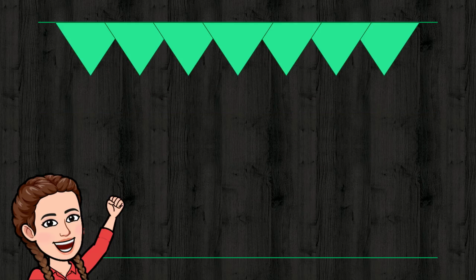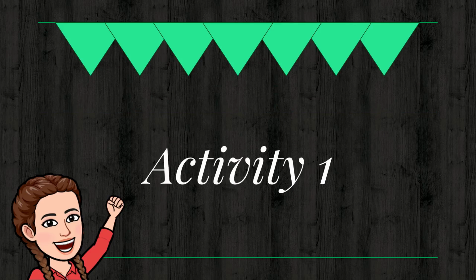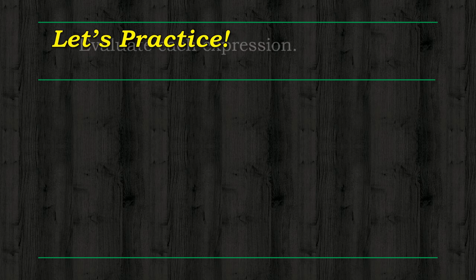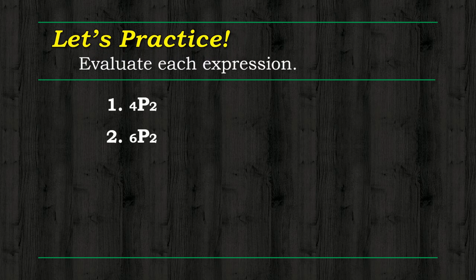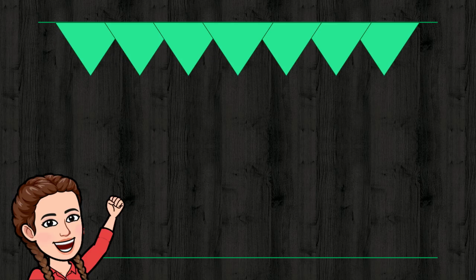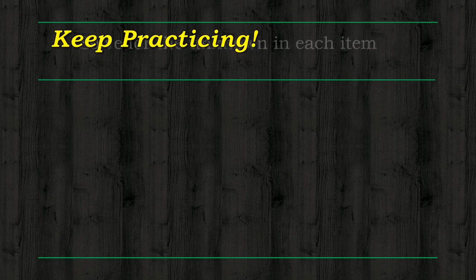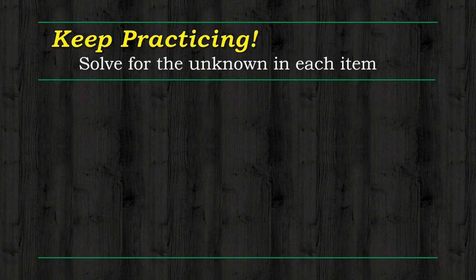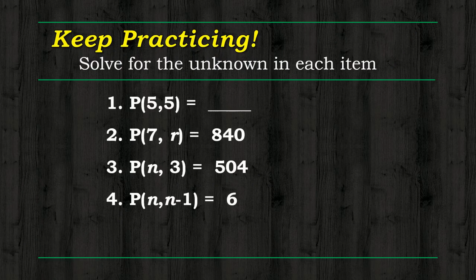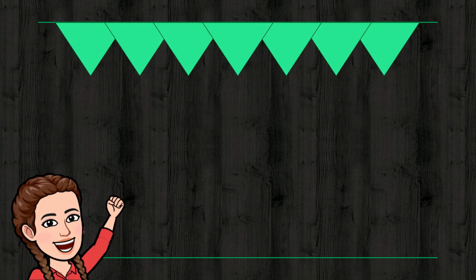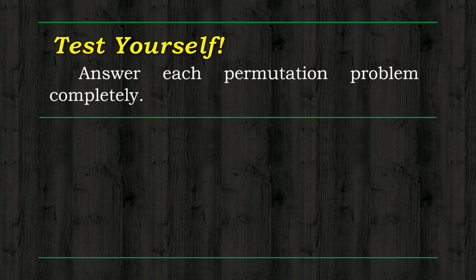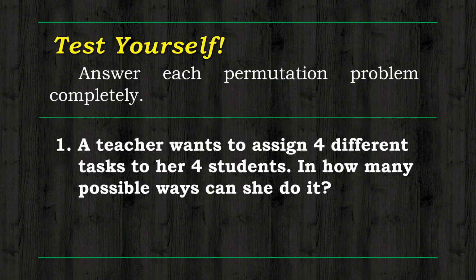For you to practice more of what you have learned today, you will answer different activities. For activity number 1, you have to evaluate each expression. For activity number 2, you will solve for the unknown in each item. For activity number 3, you will answer each permutation problem completely.